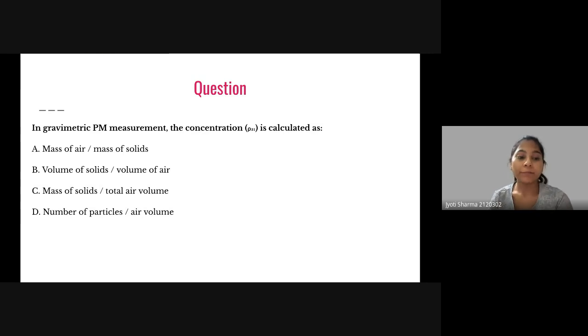Okay. In gravimetric particulate matter measurement, the concentration is calculated as: A, mass of air divided by mass of solid; B, volume of solid divided by volume of air; C, mass of solid divided by total air volume; and D, number of particles divided by air volume.